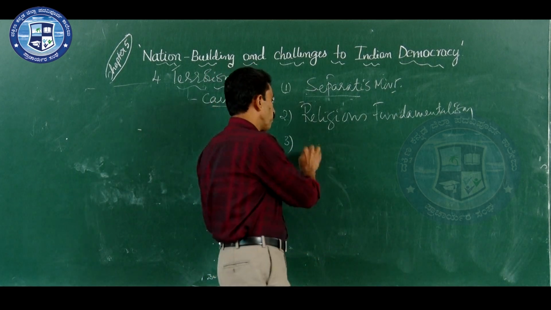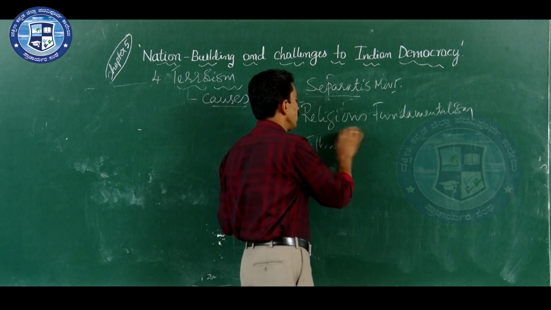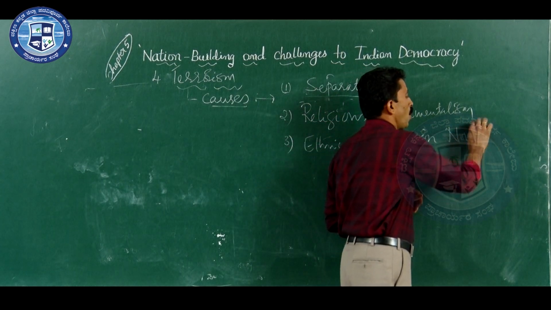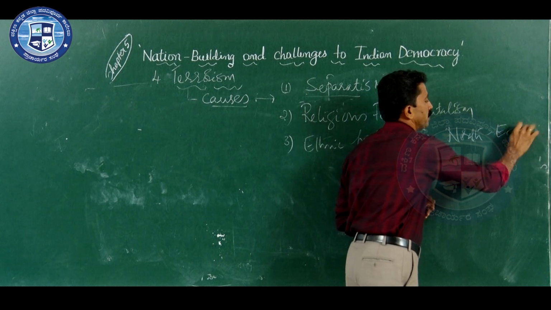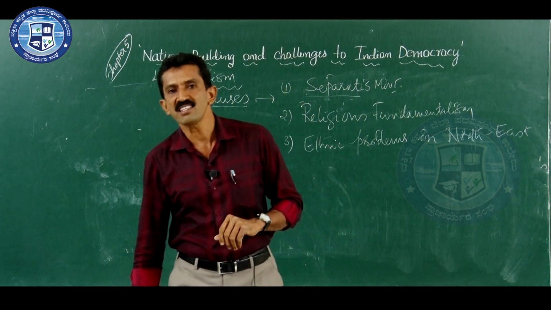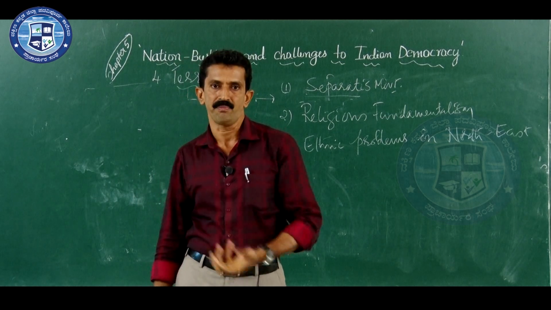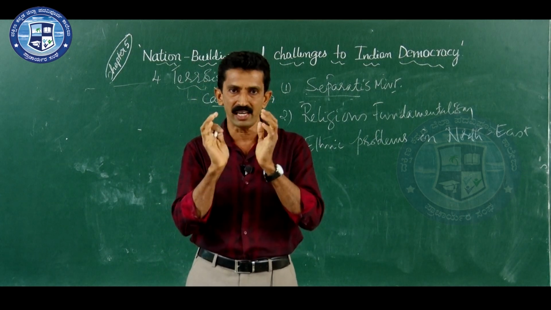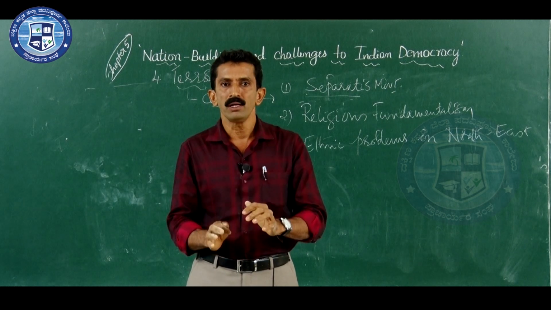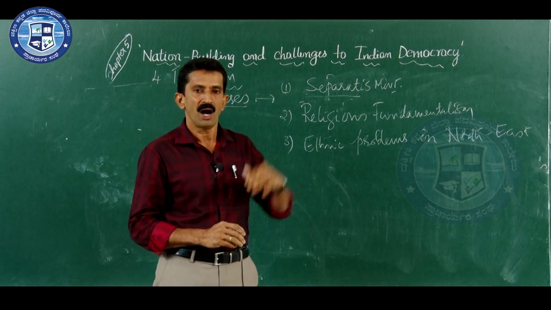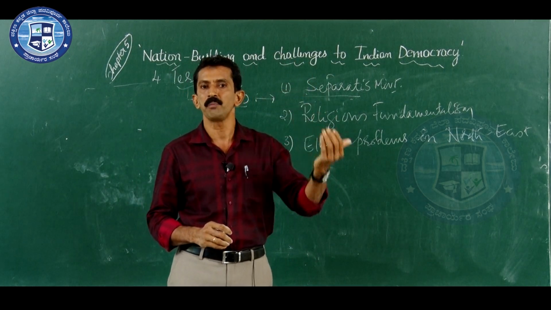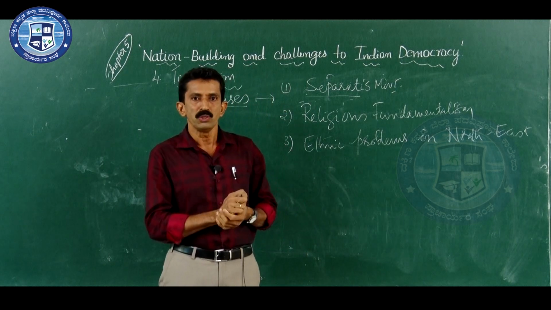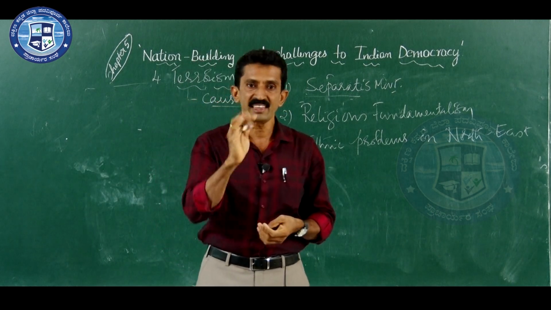Then the third important cause for terrorism is the ethnic problems in Northeast. Northeastern states, you may have the idea, are a bunch of small states, which were created mainly to solve the ethnic and identity problems. Assam, Mizoram, Meghalaya, Sikkim, Nagaland, Manipur, all these states are small states. They were created mainly to solve the problem of identity or ethnicity.